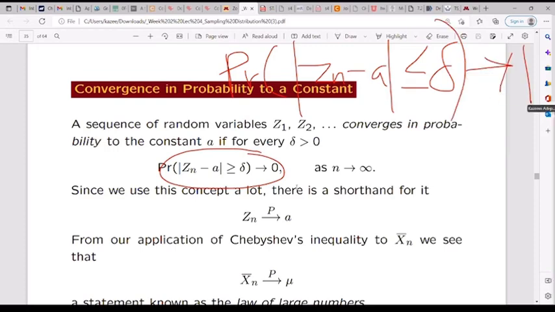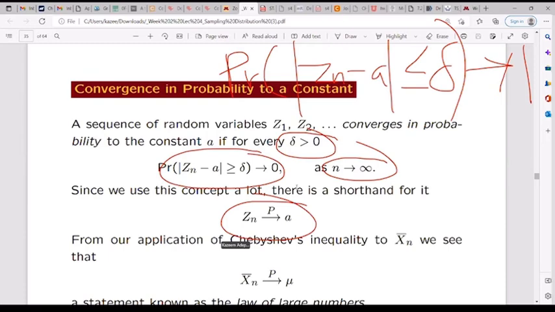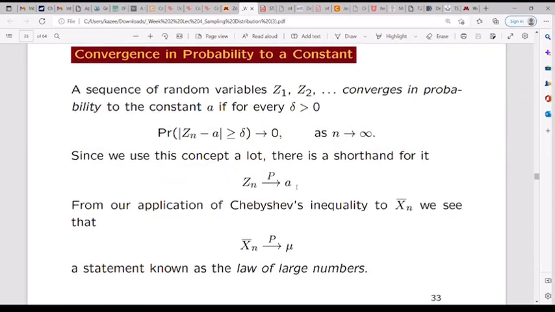Because delta is very, very small and it is greater than 0. So that is probability convergence as n tends to infinity. As n tends to infinity means you are taking a very large sample, and because of that, if that happens, I'm basically going to say Zn actually converges to A in probability. That's exactly what we mean.